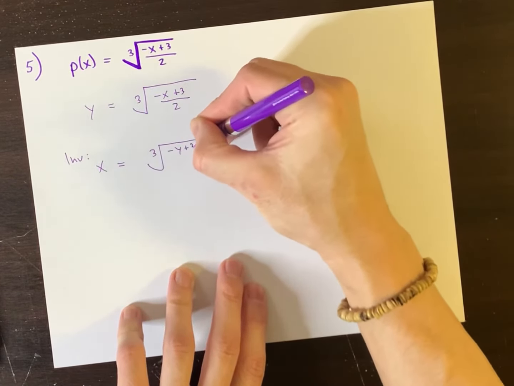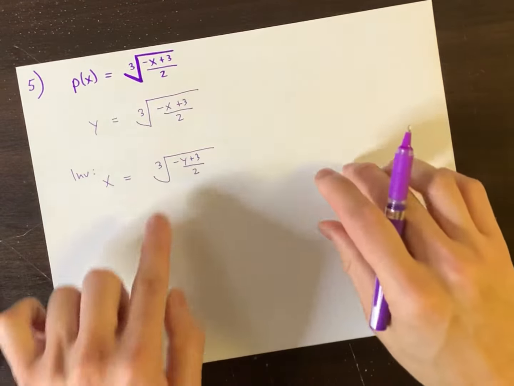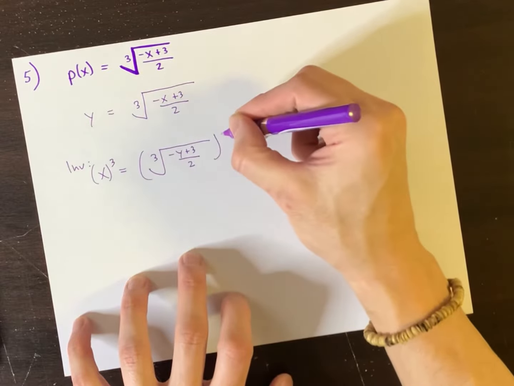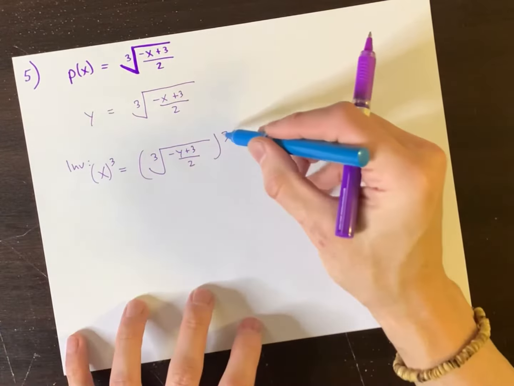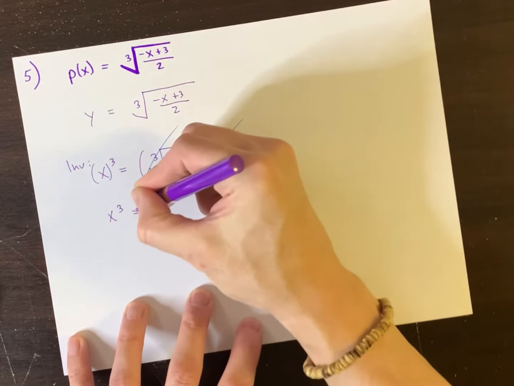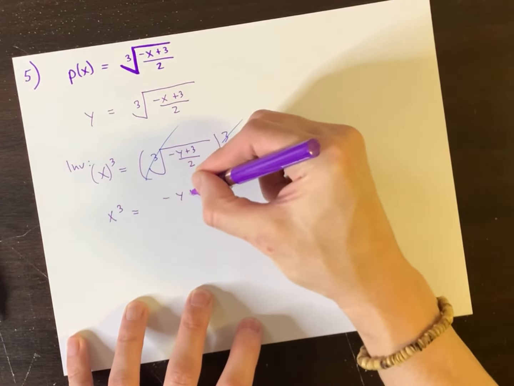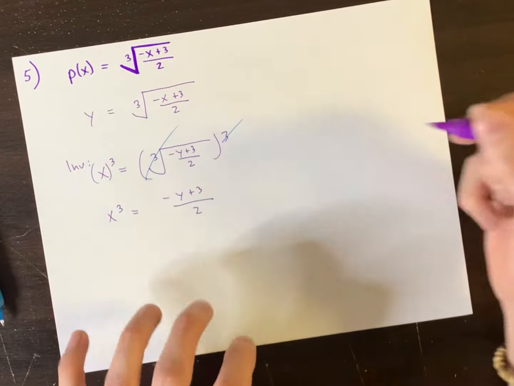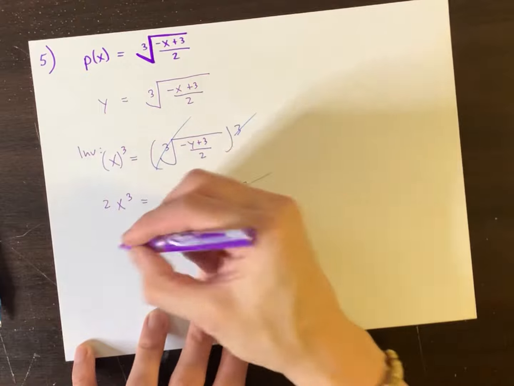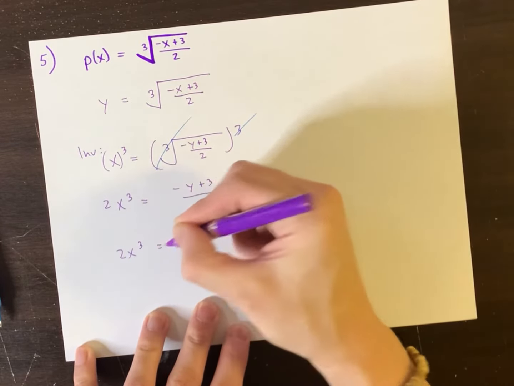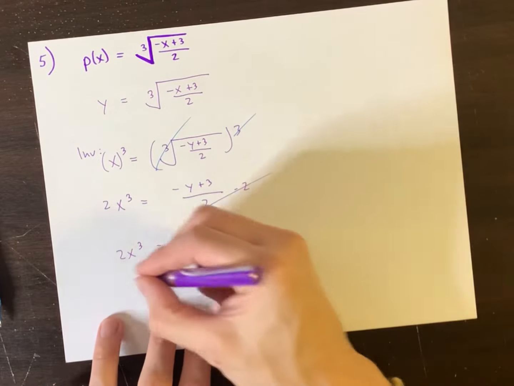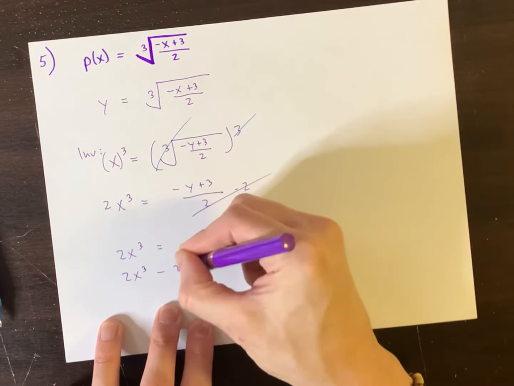And now here, to isolate y, first we get rid of the root of 3. So I need a power of 3 on both sides, because that power of 3 will knock out the root along with the radical symbol. And that just means we'd have negative y plus 3 over 2. And then we can multiply both sides by 2 to knock these out. So we have 2x cubed equals negative y plus 3. Subtract 3 to the other side, like that.